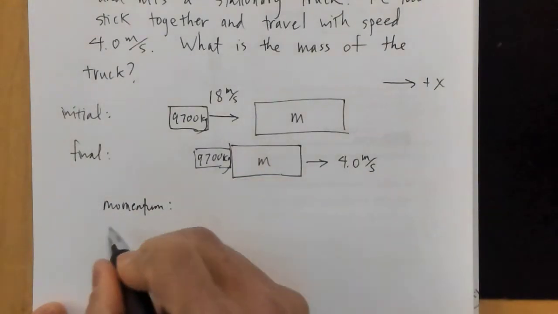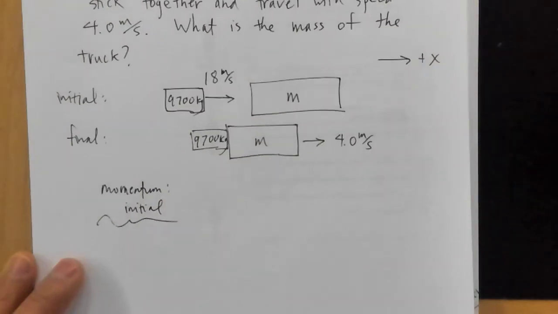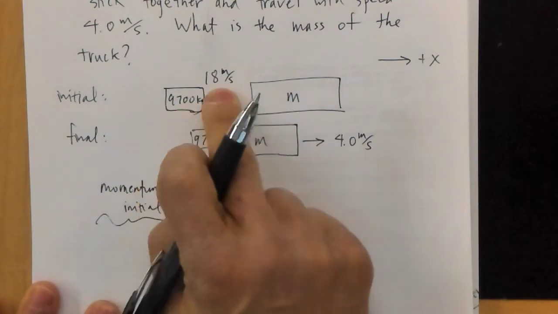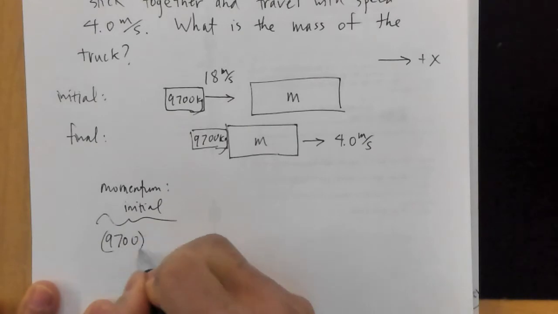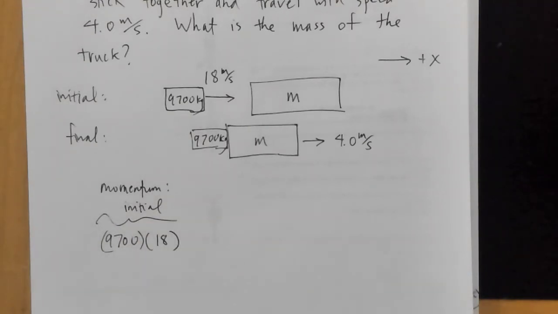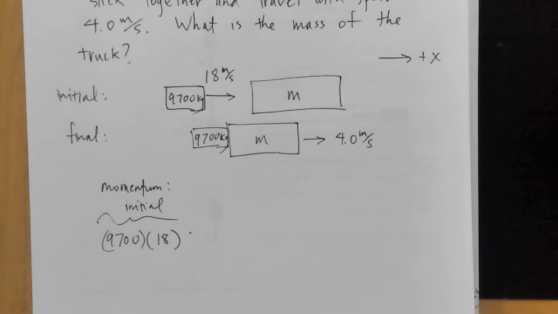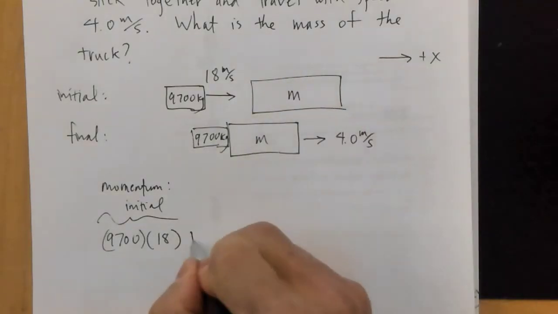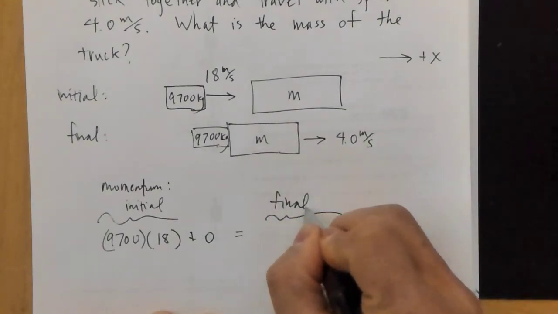Okay, let's first see what's going on in the initial momentum. We have 9,700 times 18. That's momentum. Everybody's good with that? m times v is momentum. And then what would the momentum of the truck be initially? Zero, because it's stationary, it's not moving. So plus 0. And now we have the final momentum.